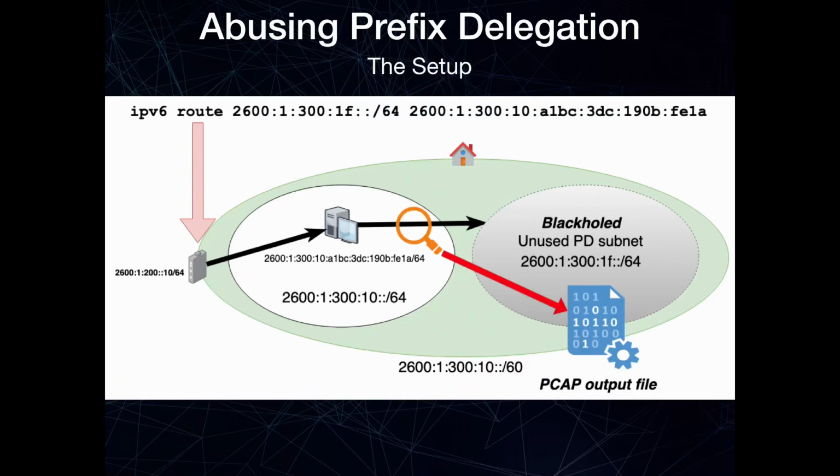We just put a packet sniffer on there and listen to every packet destined to that prefix delegation subnet. And now we just log those to a file and we've got all of our data. So let's go across the system requirements real quick of how you would set this up.